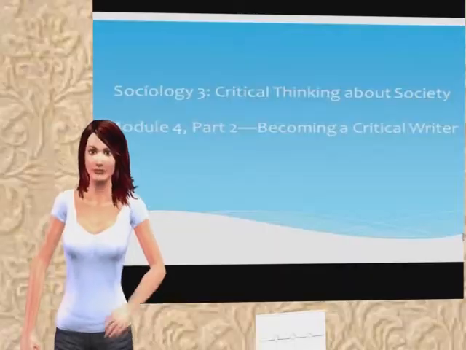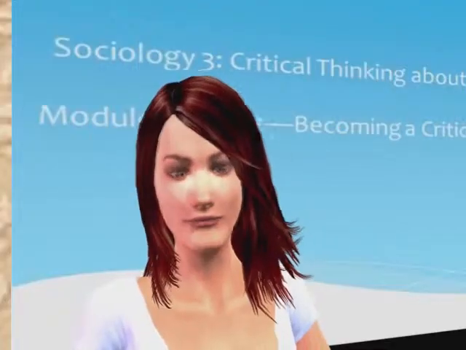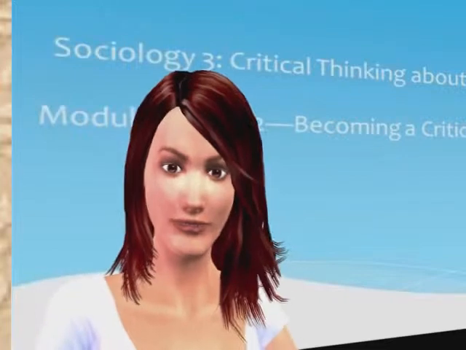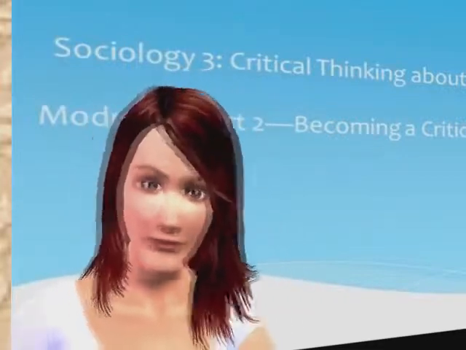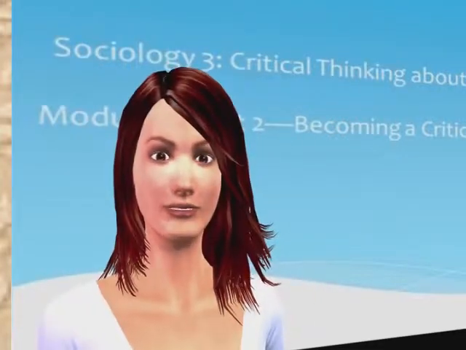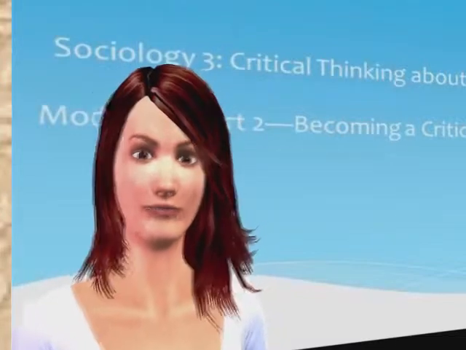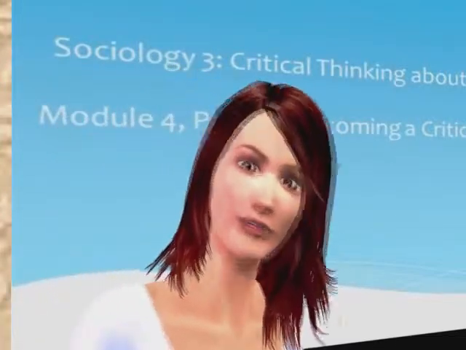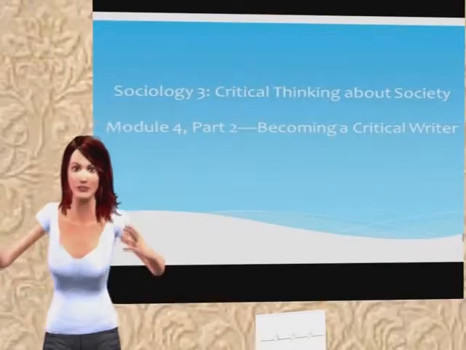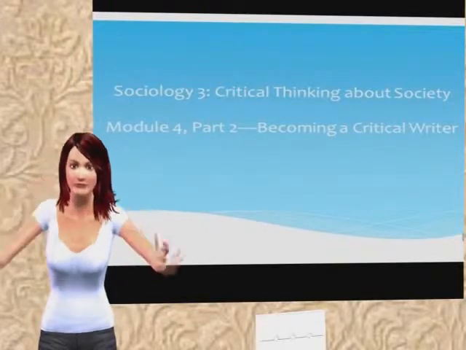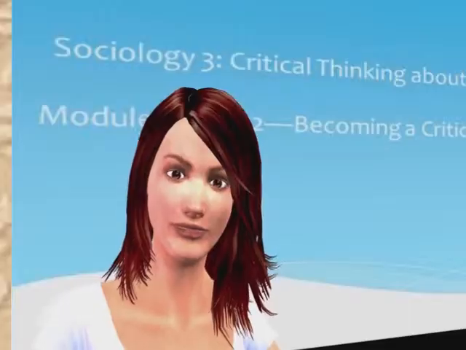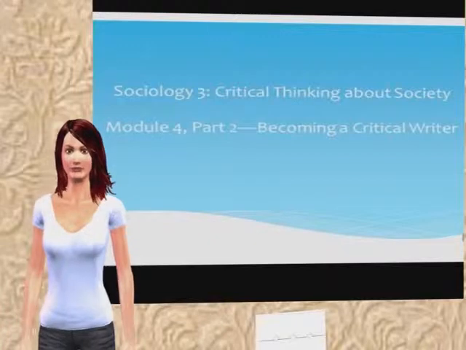In Part 1 we focused on becoming a critical reader. In Part 2 we're going to focus on how to become a better critical writer. So, two assigned readings that I'm going to talk about in this lecture: two chapters out of the Writing for Sociology Guide that I wanted you to focus on, and the American Sociological Association Citation Style Guide.